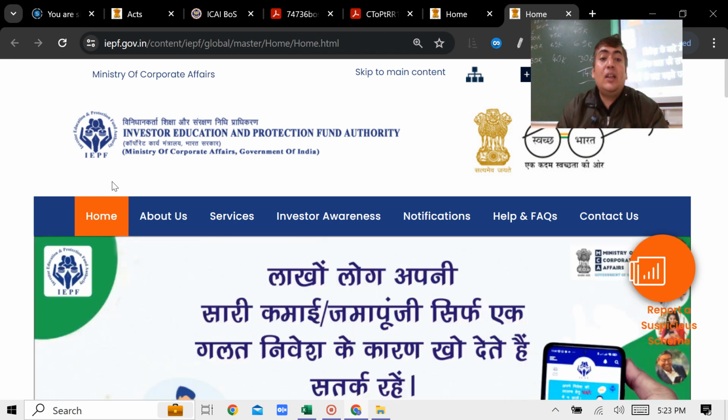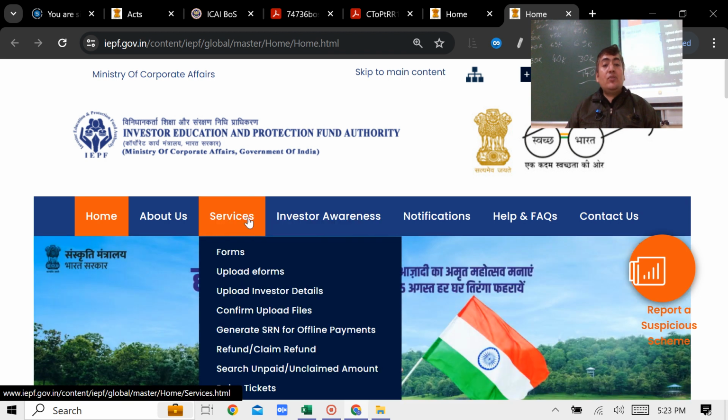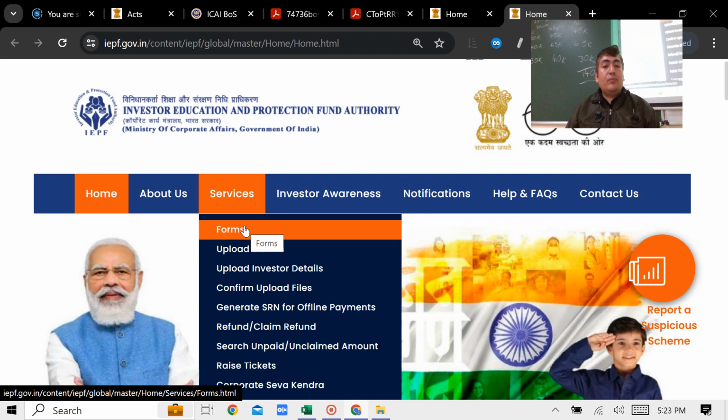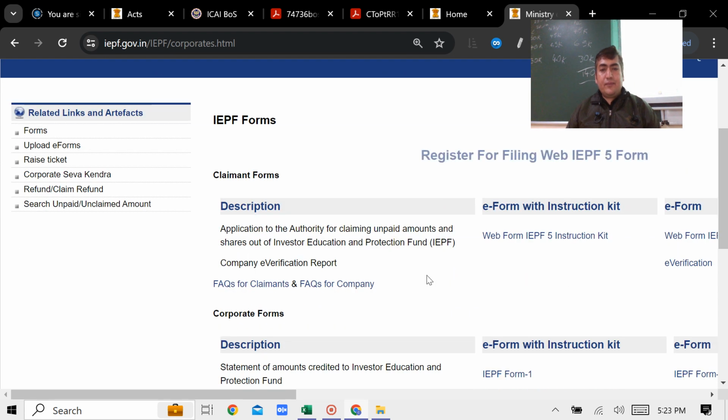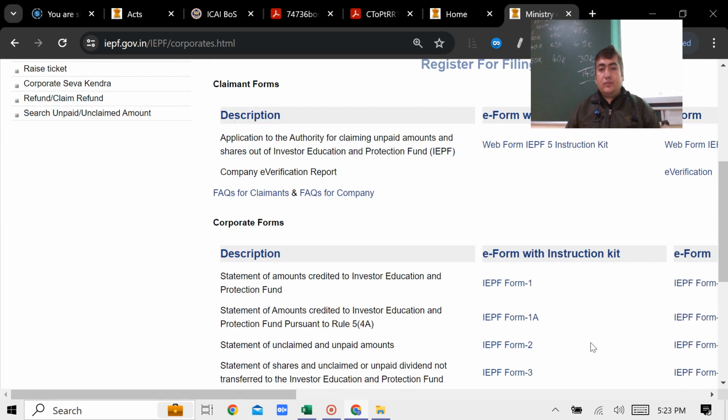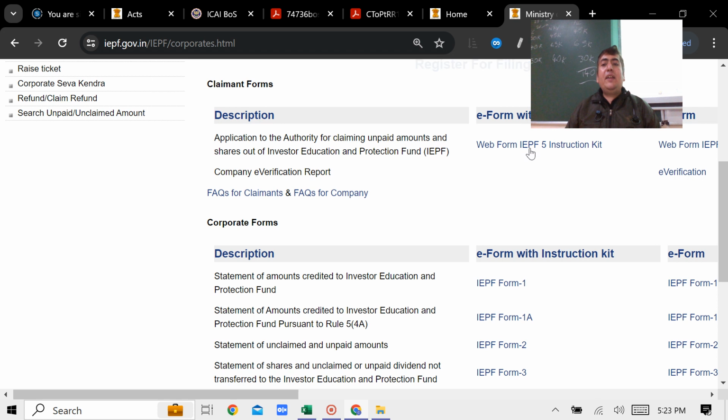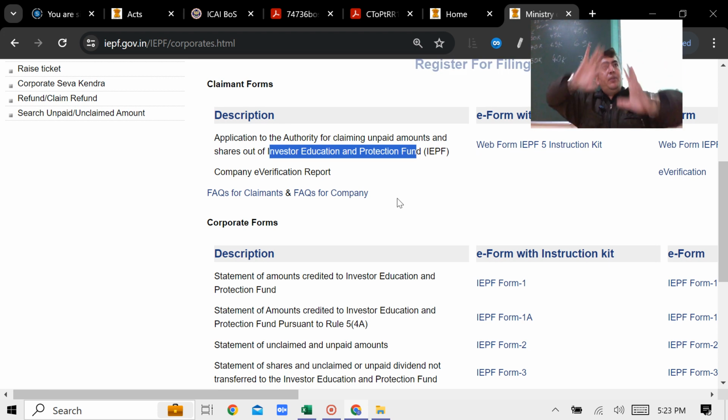Look at that. If you come to services, it is written the forms. And when you click the forms, just to see the heading of the form, क्या लिखा है? First of all, we have IEPF 5, application to the authority for claiming unpaid amount and shares. Out of what? That means earlier that shares were with the company, but as you couldn't show your appearance for the back-to-back 7 years, your money got transferred to IEPF, and now you want to claim it back.